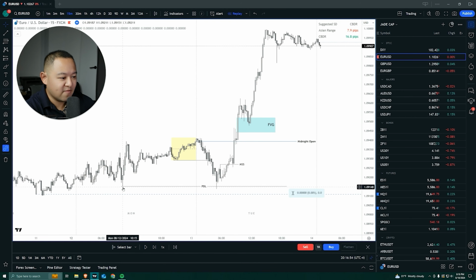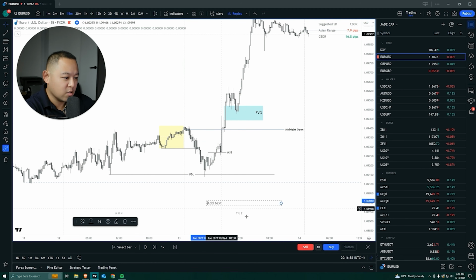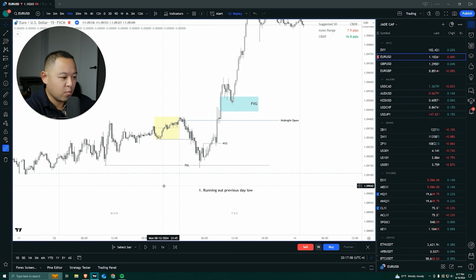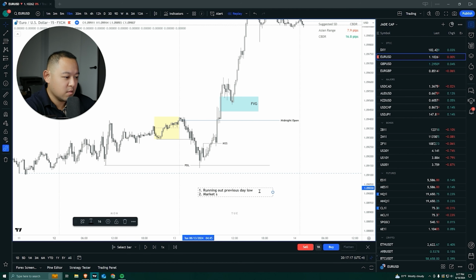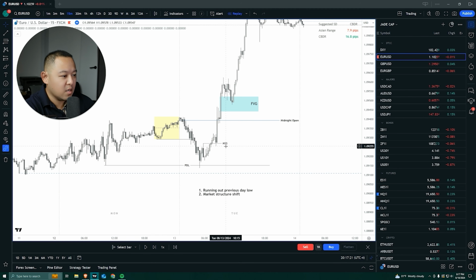So the first signature is running out this liquidity. So I'm going to just type this out. So our first confluence signature is running out previous day low. That's my first sign. Okay, once we've taken out that low, now what? Well, 2 is going to be market structure shift. This, to me, in my opinion, is really all I need to see in order to get long.